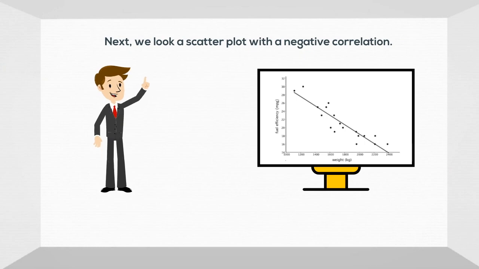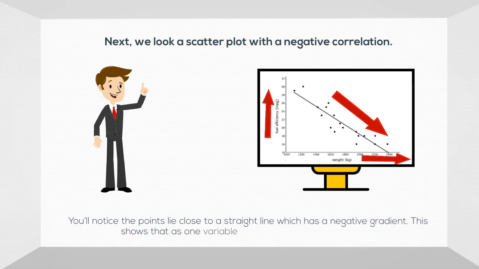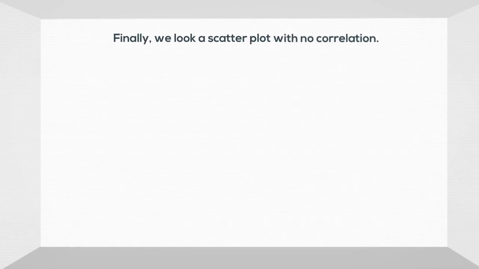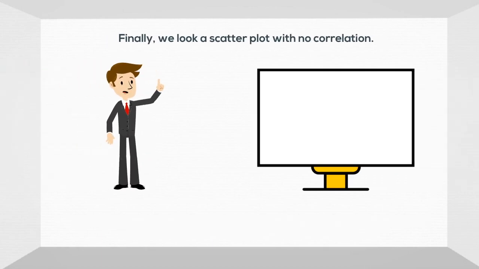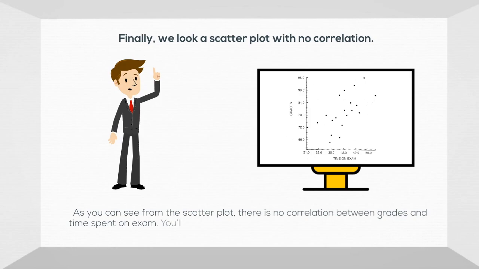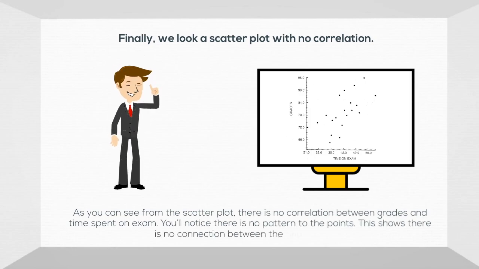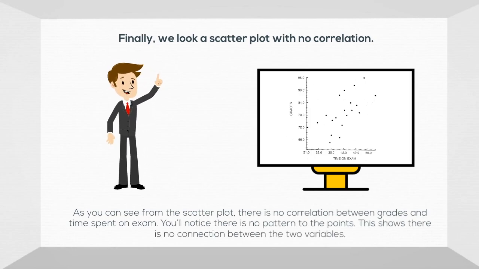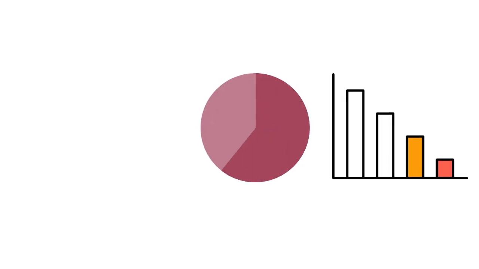Next, we look at a scatter plot with a negative correlation. You'll notice the points lie close to a straight line, which has a negative gradient. This shows that as one variable increases, the other one decreases. Finally, we look at a scatter plot with no correlation. As you can see from the scatter plot, there is no correlation between the grades and time spent on an exam. You'll notice there is no pattern to the points. This shows that there's no correlation between the two different variables.